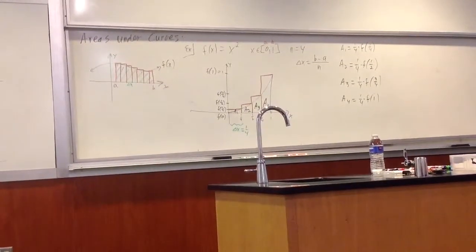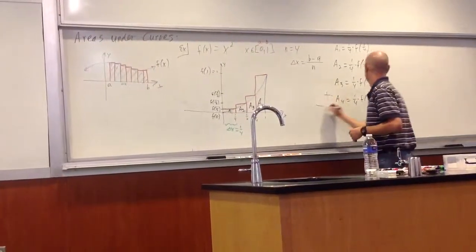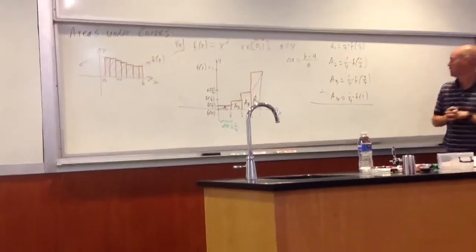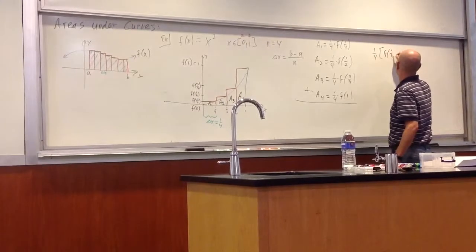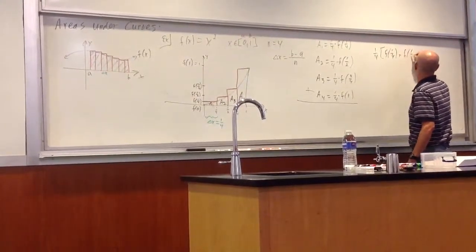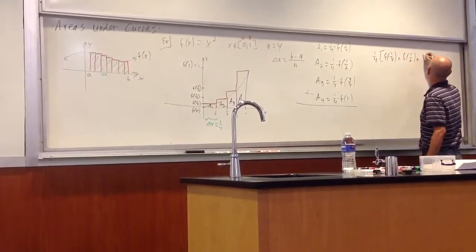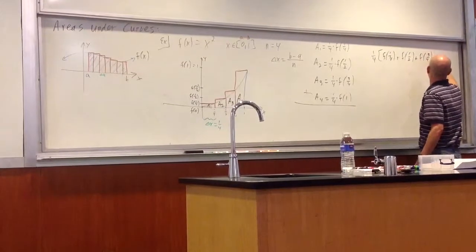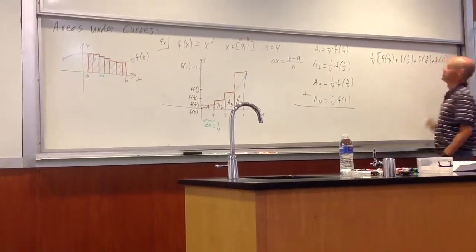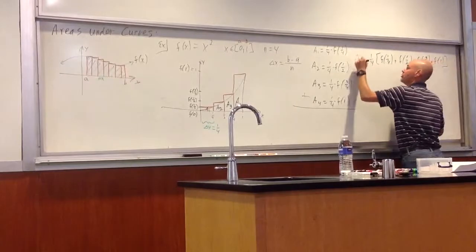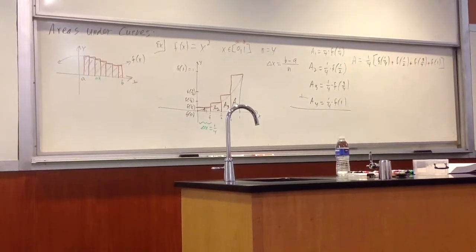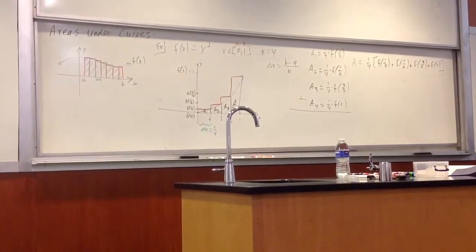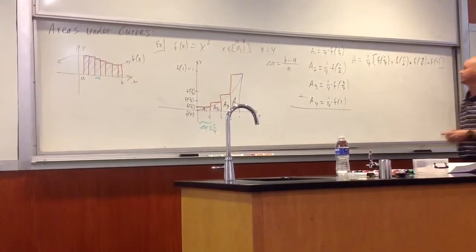Notice that I'm going to add all these up, right? So I'm going to end up with 1/4 times f of 1/4 plus f of 1/2 plus f of 3/4 plus f of 1. And that is going to give me my total area. I just factored out the 1/4, the delta x, as it were.